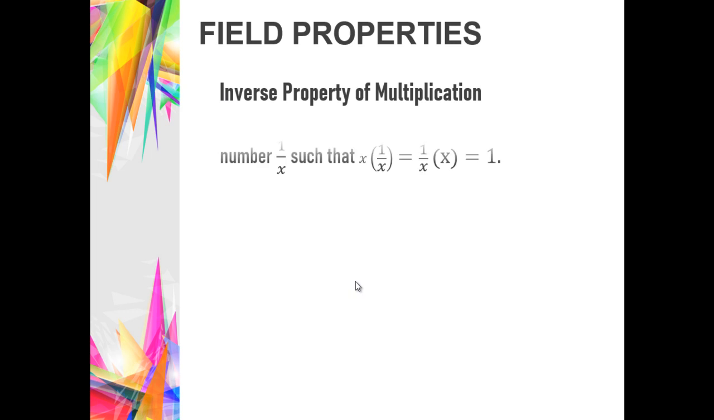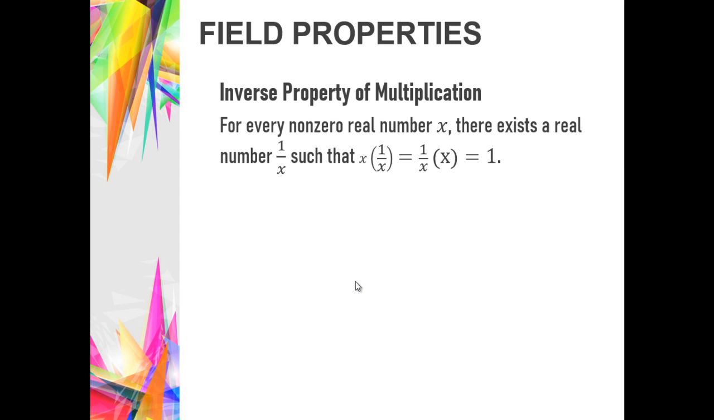So next, the inverse property of multiplication. For every non-zero real number x, there exists a real number 1 over x, such that x times 1 over x equals 1 over x times x, which is equal to 1. This is commonly known to you as the reciprocal. You know the reciprocal from elementary, right? When you learned about division of fractions, you used the reciprocal. So this is the inverse property.